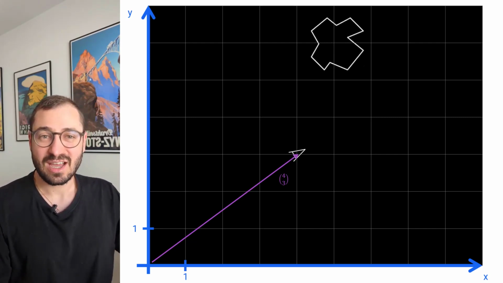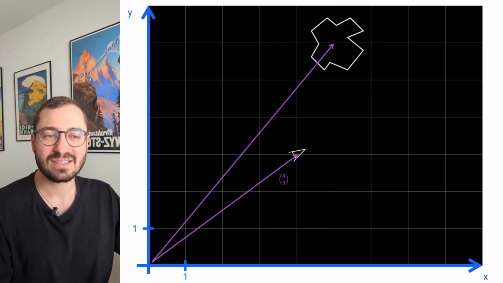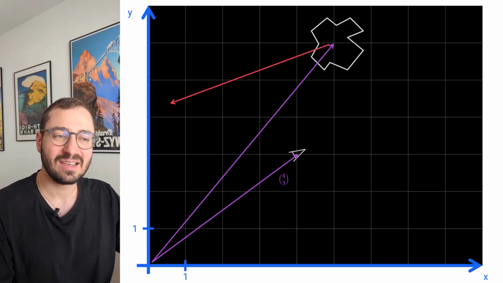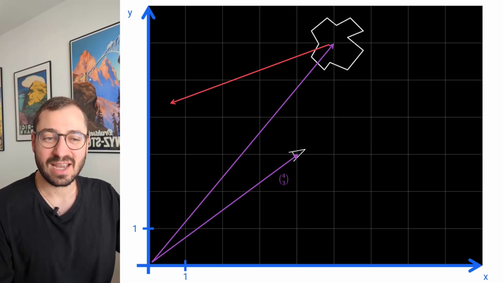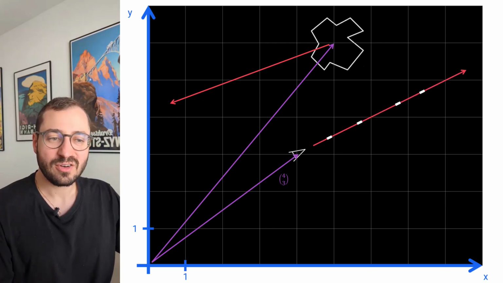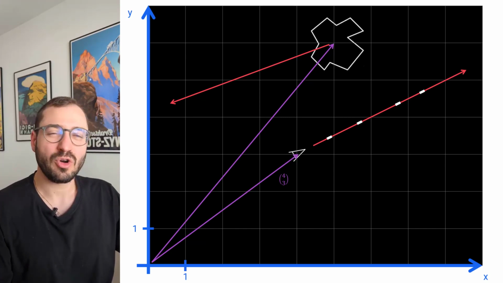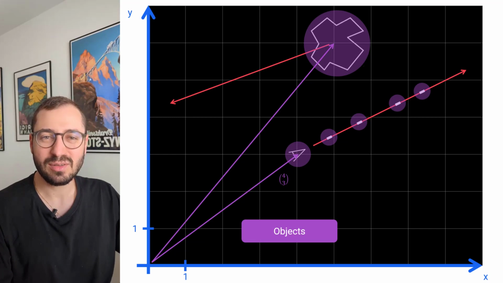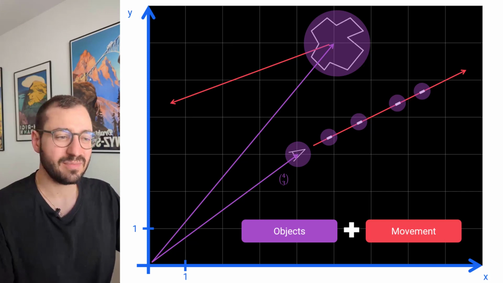The asteroid's position, however, is not static. Rather, the asteroid is moving along a certain line at a certain speed, here highlighted in red. The same holds true for our third and last object, the shots of the spaceship. Also, they are not static and move along a certain line at a certain speed. So in a nutshell, the two core elements of our game are objects, here highlighted in purple, and movement of these objects, here highlighted in red.